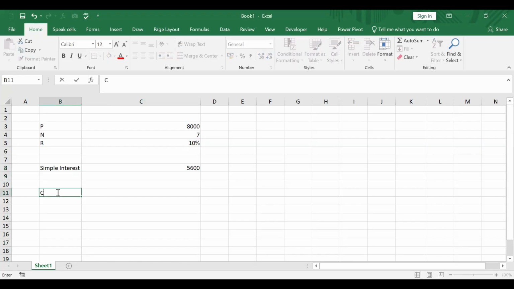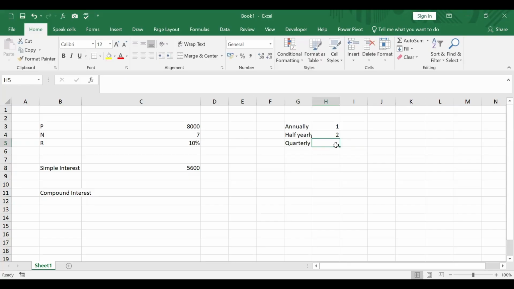Compound interest. Now we want to get compound interest annually, half yearly, etc. For that, let us make some changes here. If it is compounded annually, that means once a year. If it is half yearly, there are 2 periods. If it is quarterly, there are 4 quarters, so quarterly is 4. Monthly, there are 12 months.